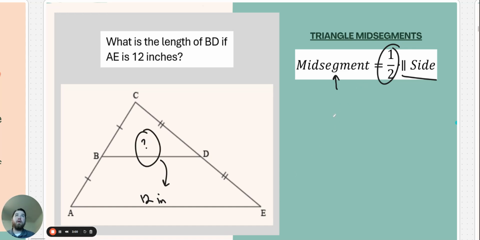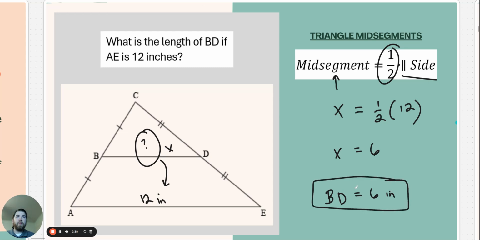So if I use that formula here, the midsegment, we'll just call that X because I don't know what it is, is going to be equal to 1/2 the parallel side. Well, the parallel side here is just going to be 12. And so when I go through, half of 12 just comes out to be 6. So I would say that the measure of BD is just going to be 6 inches. And so that's how I use that midsegment theorem.